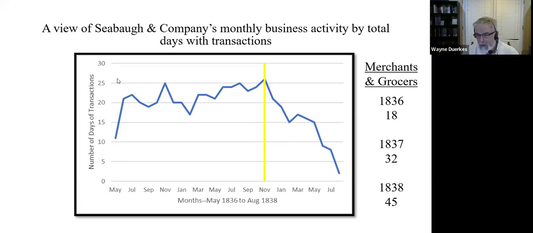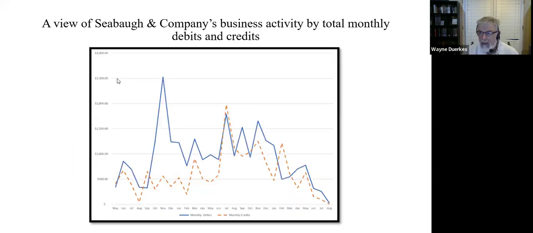One other thing to look at when we're looking at this data is his monthly debits and credits. So the blue line, the one that goes way up here to 2,500, those are debits, right? That's the amount of people coming in purchasing stuff on credit, with cash, what have you. And then the dotted dashed line below that is the credits coming in.